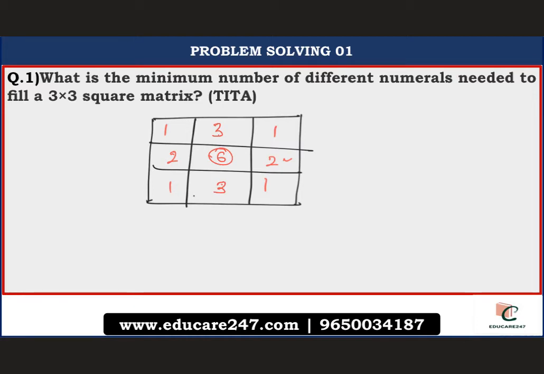So we have utilized how many numericals? 1 2 3 and 4. So we have utilized only 4 types of numericals. Numericals you can take any from 0 to 9. I have taken this for simplicity, alright. This is just for showing. So with the help of minimum 4 numericals, we can solve this 3 by 3 square matrix with the rules that were given to us, and 4 is your correct answer.